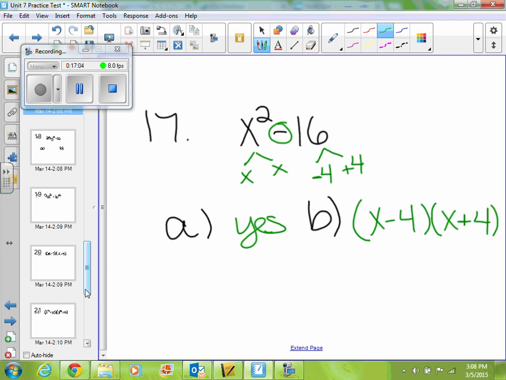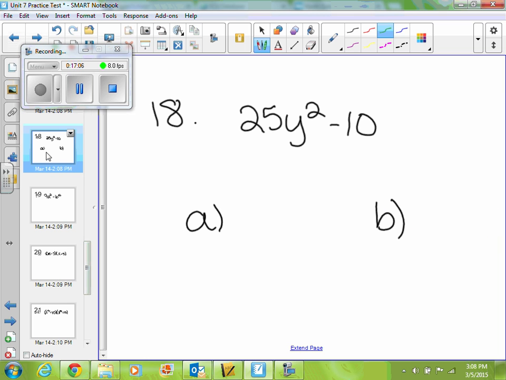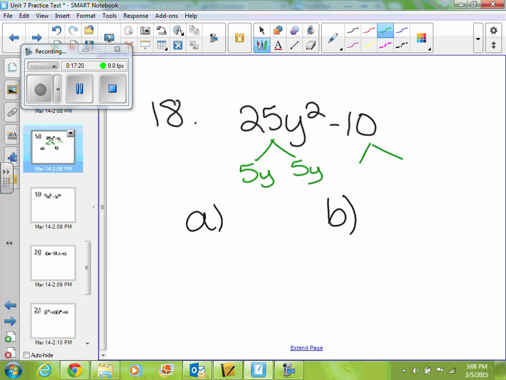Alright, so any questions on 17? No. Okay, 18. 25y squared minus 10. Let's break this down so we can tell if it's the difference of two squares. What are my factors? 5 and 5, and y squared gives me y and y. Okay, what are my factors of 10 that are the same?